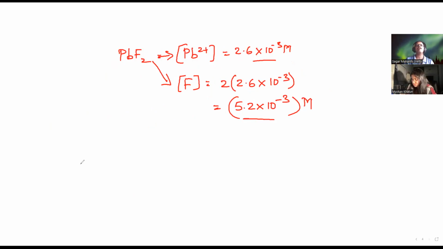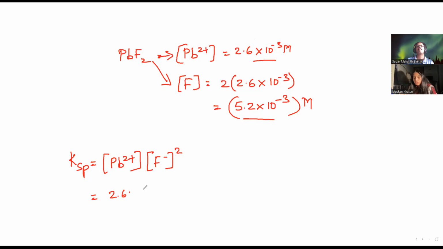So what would I do here now? If I have to find out the solubility product finally here, how would I do that? So lead Pb2 plus times fluorine. But why did I put a 2 in the power here that is outside? Because there are 2 atoms of fluorine in lead fluoride. Is that clear? Now, coming to the next point. What is the value for lead that we got here already? 2.6 into 10 to the power of minus 3. This is the value of lead.